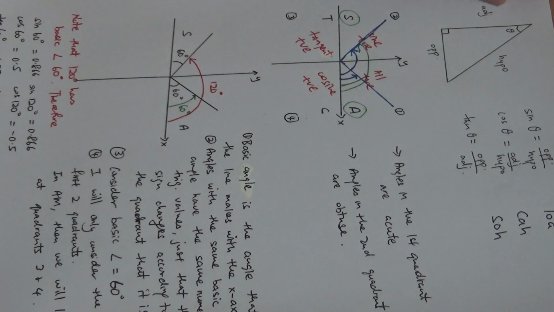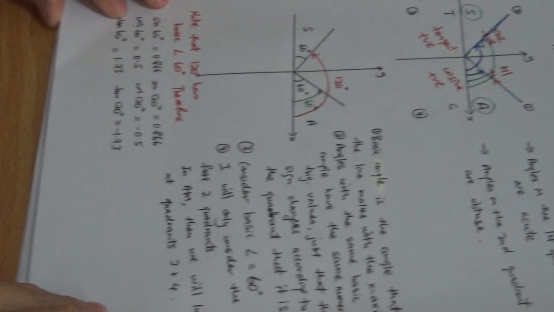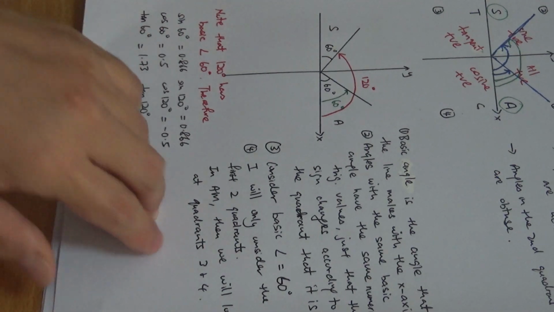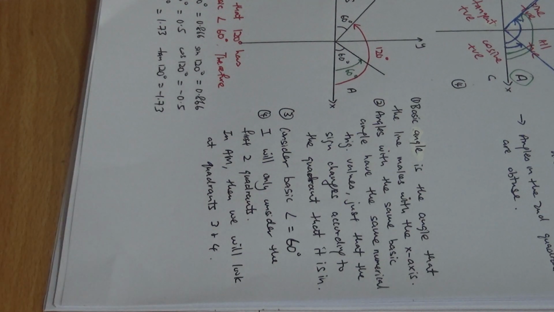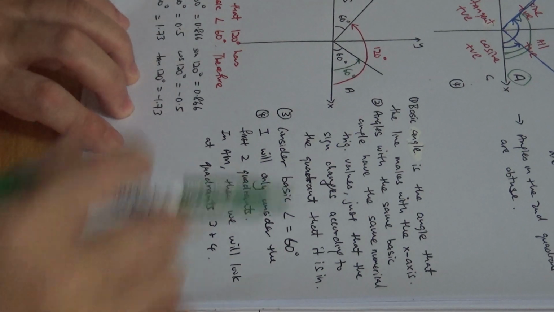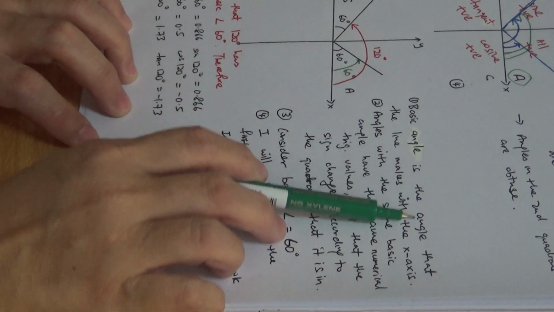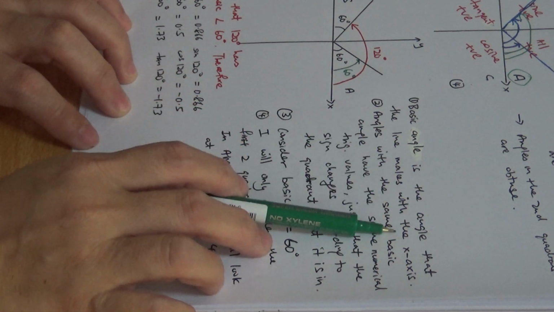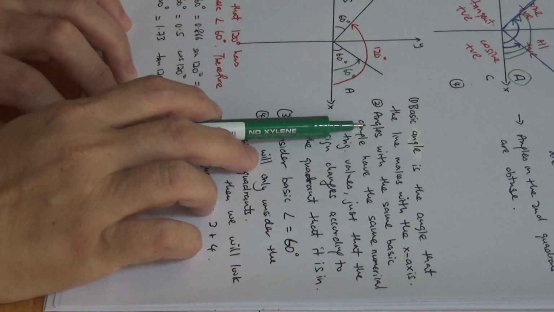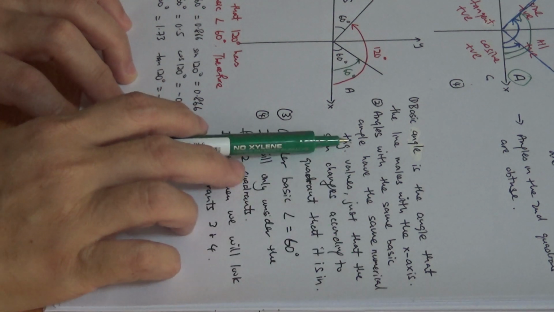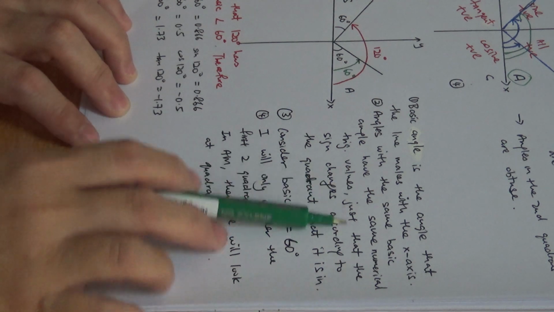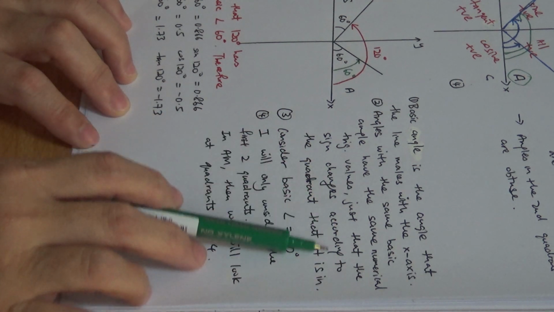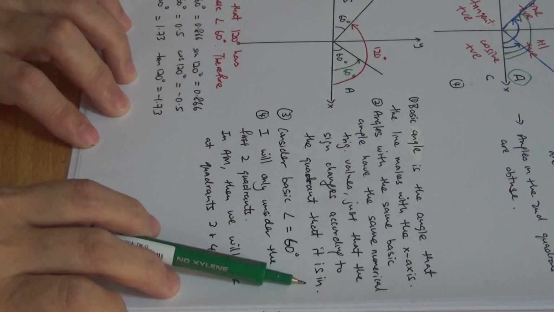Okay? Alright. Now, next, I'm going on to the concept of basic angles. What do you mean by basic angles? Now, a basic angle is the angle that the line makes with the x-axis. Angles with the same basic angle have the same numerical trigonometrical values, just that the sign changes according to the quadrant that it is in.